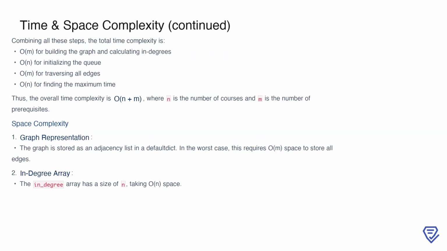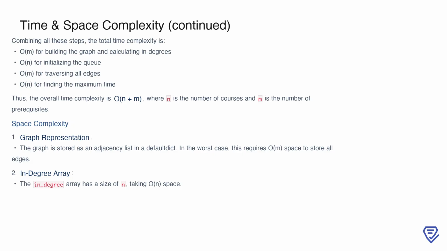When we combine these steps, the total time complexity becomes m for building the graph and calculating indegrees, n for initializing the queue, m for traversing all edges, and n for finding the maximum time. Adding these together, the overall time complexity is O(n + m), where n is the number of courses and m is the number of prerequisites.